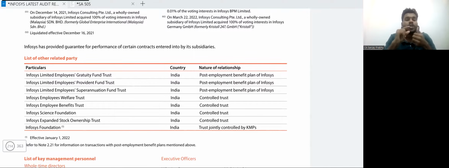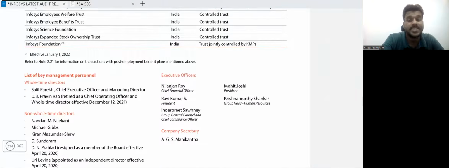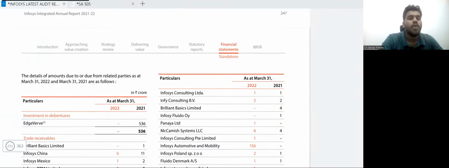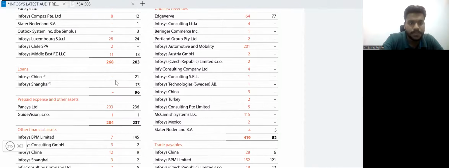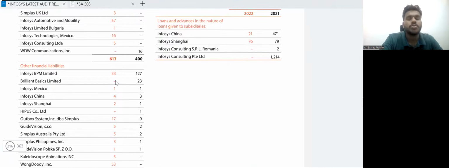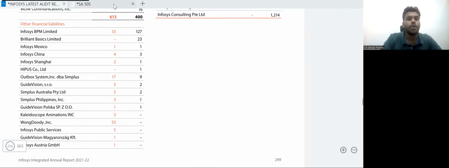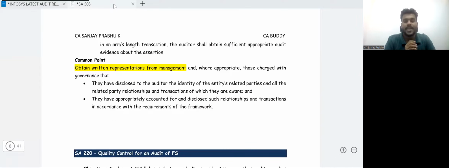So every entity should disclose the related party, the nature of relationship they had with this particular related party, as well as the transactions they had with the related party. Let's see what are the amounts due to or due from the related party. Whatever amount Infosys wants to receive from this related party, or the amount due to the related parties, that has also been mentioned in the annual report. Can you see this? Yes, sir. Got it, sir. So this is all about our SA 550. I hope you enjoyed and understood this standard. If you have any doubt, you can WhatsApp me. So see you with the next standard. Till then, goodbye. Thank you.